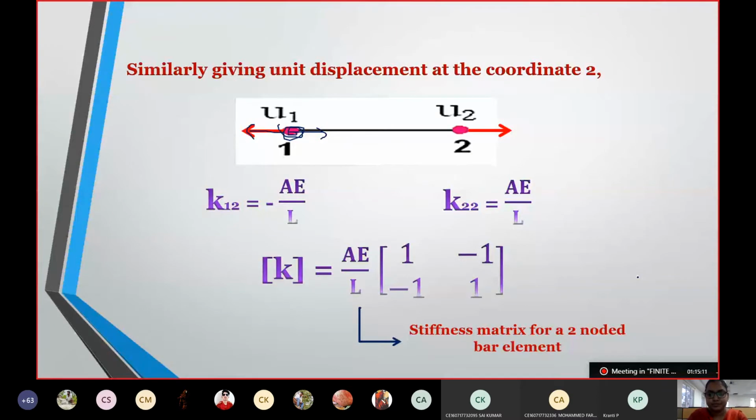Clear? Any doubts in the stiffness matrix of a bar element? Excuse me, ma'am. It's me, Abdul Rahim. Ma'am, can you repeat it from the previous?